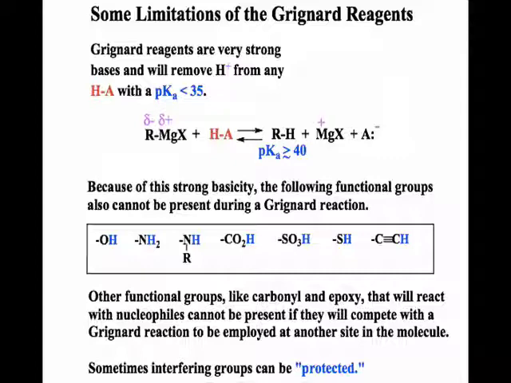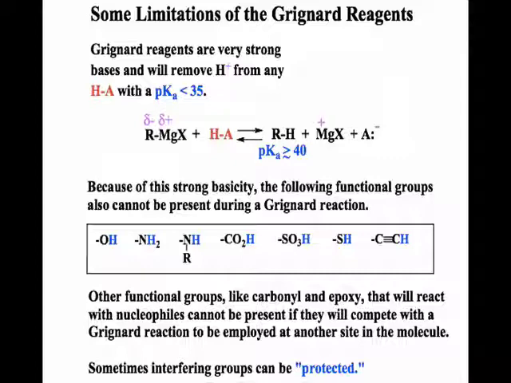So, for example, if we take an alkyl Grignard and react it with some type of acid, as long as this pKa is less than 35, this reaction pretty much is going to lie to the right. And this is going to put a proton on our molecule, okay? Now, if that's what you want to happen, great. But quite frequently, this isn't what we want to happen, okay?